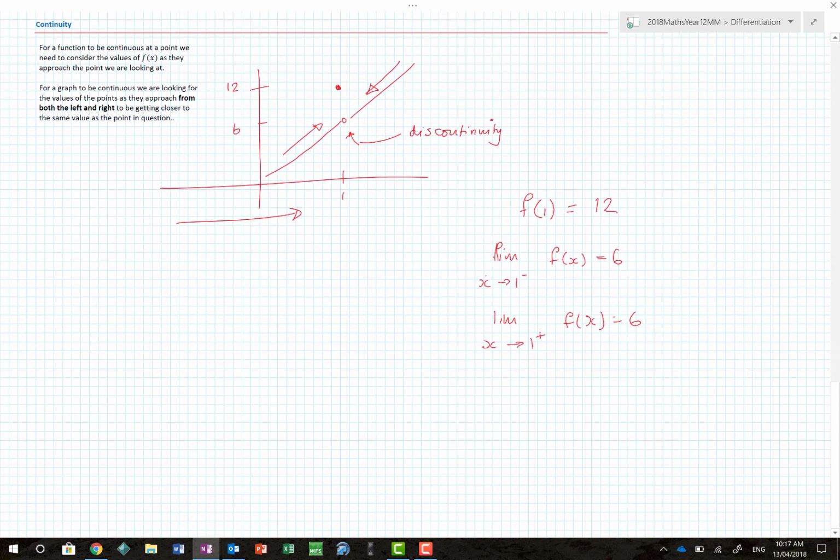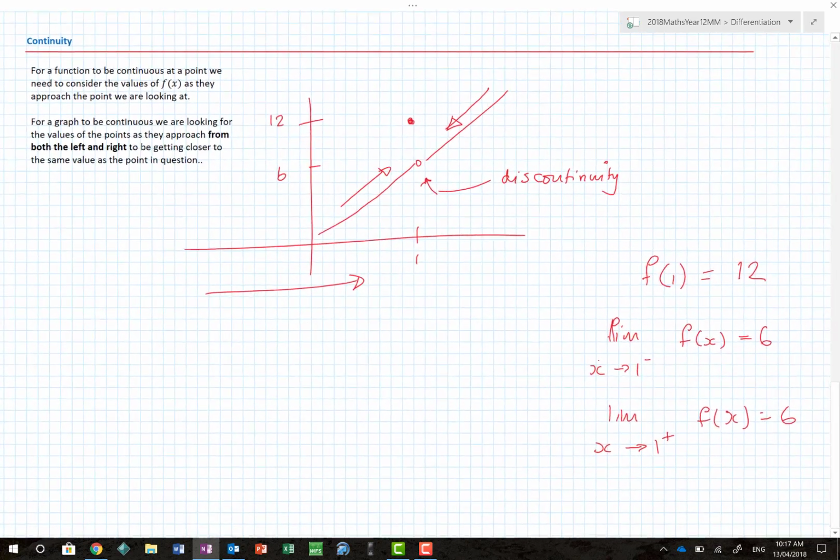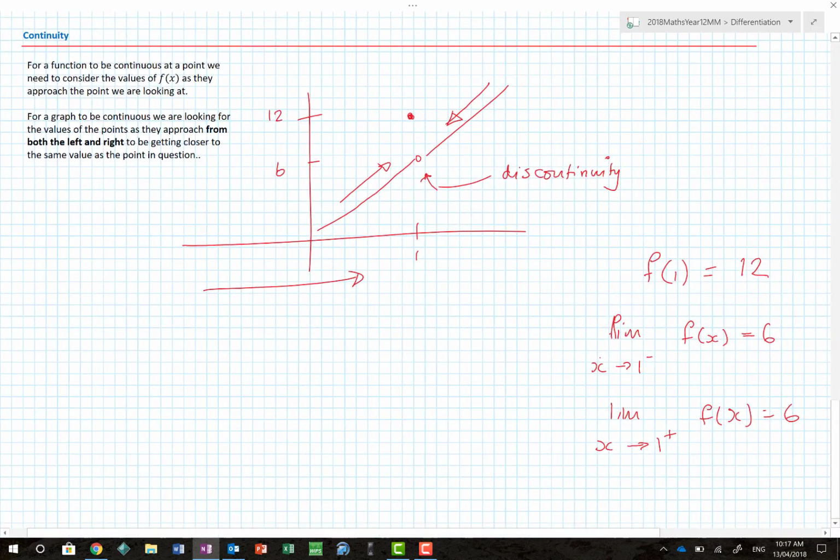One of the most important aspects of this course, I think, is the idea of continuity. We have looked a little bit in a previous video about differentiability at a point, and we must look at things from both the left-hand side and the right-hand side. You're considering a graph as it moves to a particular point. So for a function to be continuous at a point, we need to consider those values of f of x as they approach the point from both the left and the right.